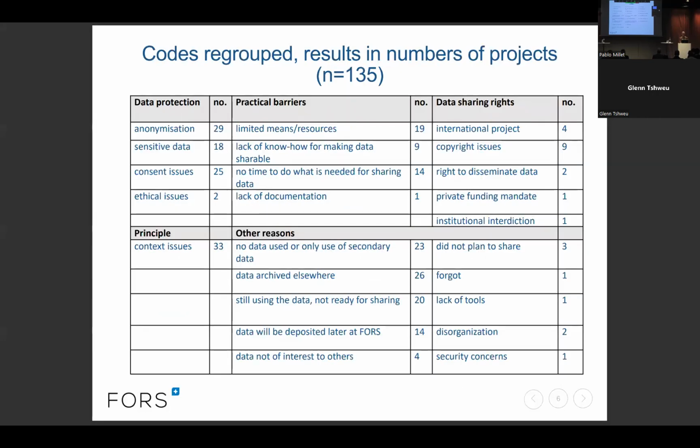But I will skip to the next screen because here are the same codes, but regrouped into different larger categories. So the categories that we came up with basically are data protection issues, which included anonymization, people who said their data were too sensitive, people who said that they didn't get the proper informed consent, or general ethical issues which prevented the sharing of the data.